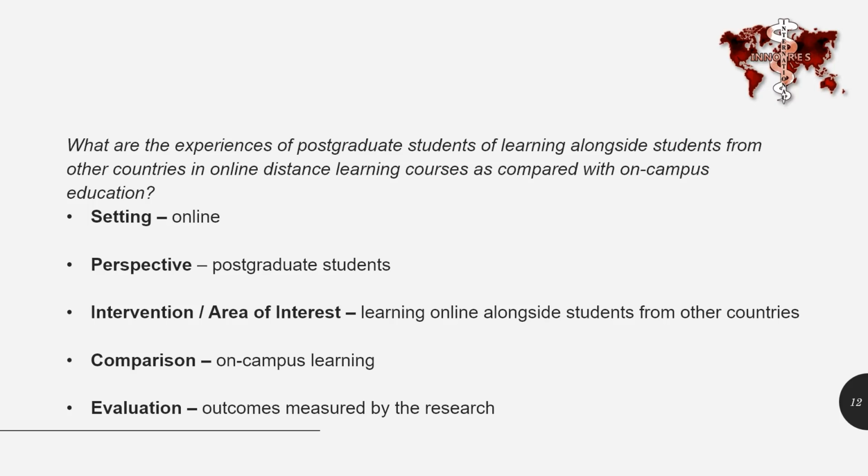So the research question is, what are the experiences of postgraduate students of learning alongside students from other countries in online distance learning courses as compared with on-campus education? So the setting is online, perspective is postgraduate students, intervention is learning online alongside students from other countries, comparison is on-campus learning, and evaluation is the outcomes which are measured by the research.